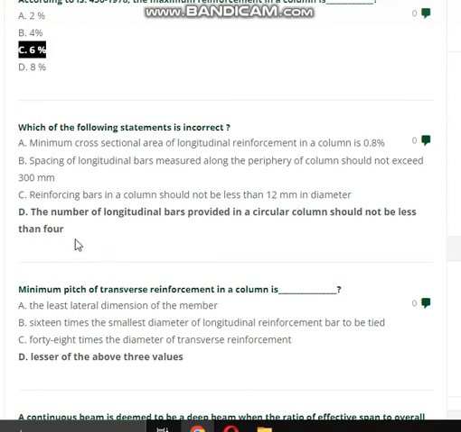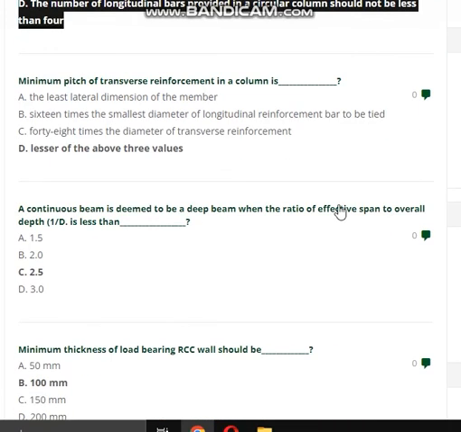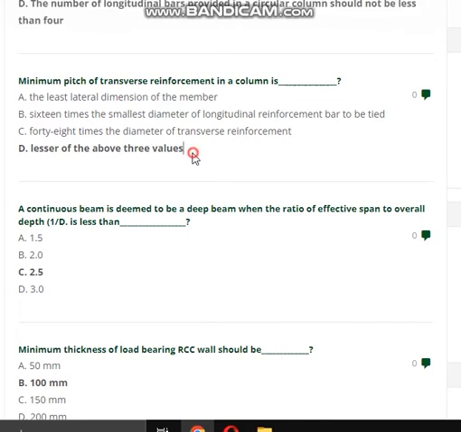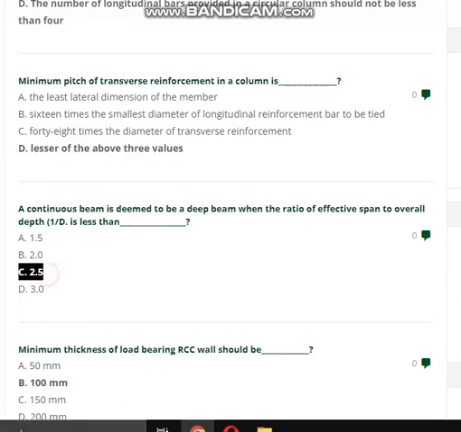The number of longitudinal bars provided in a circular column should not be less than 4. Minimum pitch of transverse reinforcement in a column is lesser than the above three values. A continuous beam is deemed to be a deep beam when the ratio of effective span to overall depth, l over D, is less than 2.5.